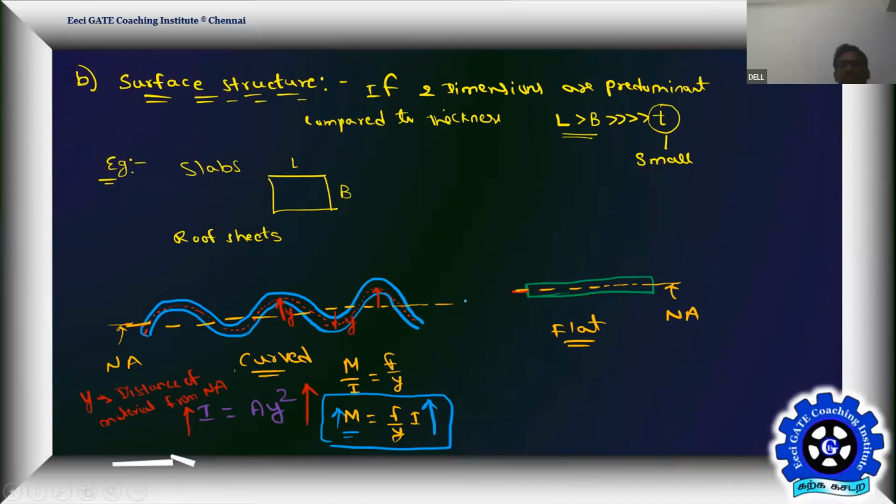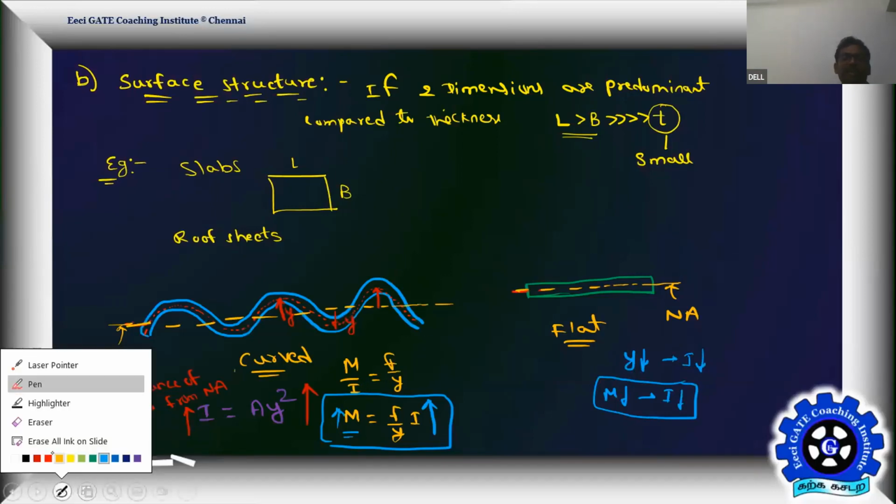Now listen, in the flat roof case, what has happened? The material's center of gravity and neutral axis are both coincident. Have you noticed that? So that means the material is located very nearby. Material is not distributed far away from the axis. It's very close, so y will be very, very less. If y is less, the moment of inertia is also less. If the moment of inertia is less, the moment carrying capacity is also less.